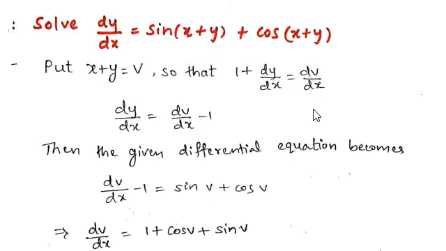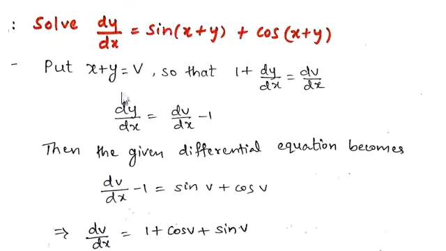If the equation is in the variable separable form, we have a method, so we'll follow that method to solve the given differential equation. Here, if you put x plus y equal to v and differentiate, you will get 1 plus dy by dx equal to dv by dx, and you can write dy by dx as dv by dx minus 1, sending the 1 to this side.